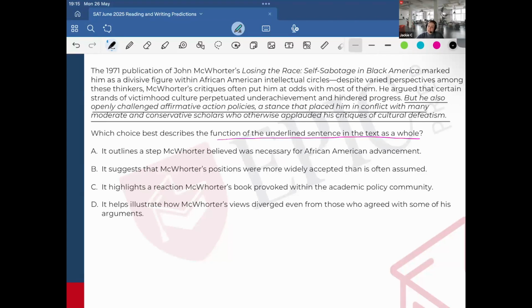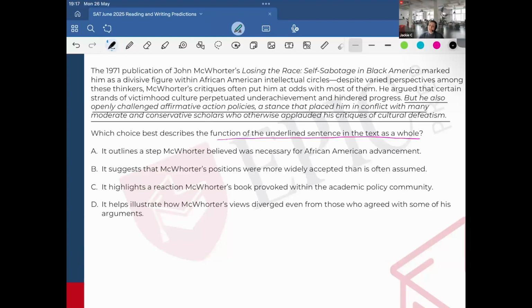So, the 1971 publication of John McWhorter's Losing the Race: Self-Sabotage in Black America marked him as a divisive figure within African American intellectual circles. Despite varied perspectives among these thinkers, McWhorter's critiques often put him at odds with most of them. He argued that certain strands of victimhood culture perpetuated underachievement and hindered progress. But he also openly challenged affirmative action policies, a stance that placed him in conflict with many moderate and conservative scholars who otherwise applauded his critiques of cultural defeatism.